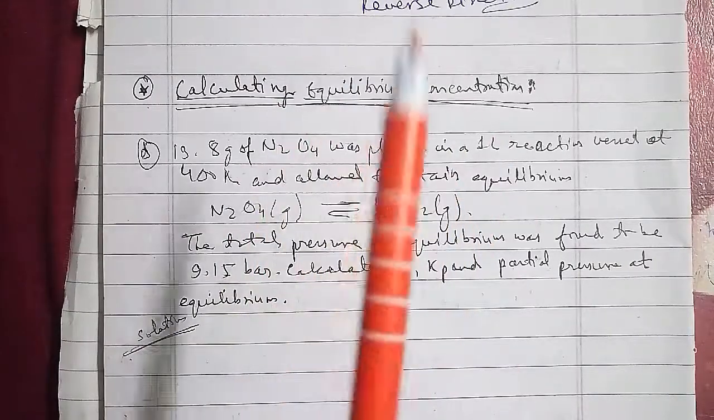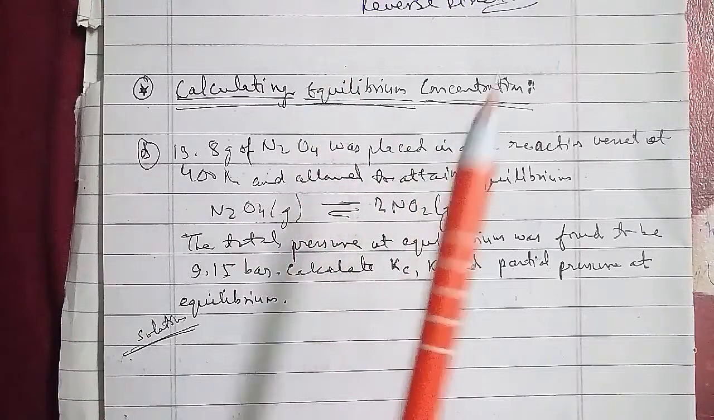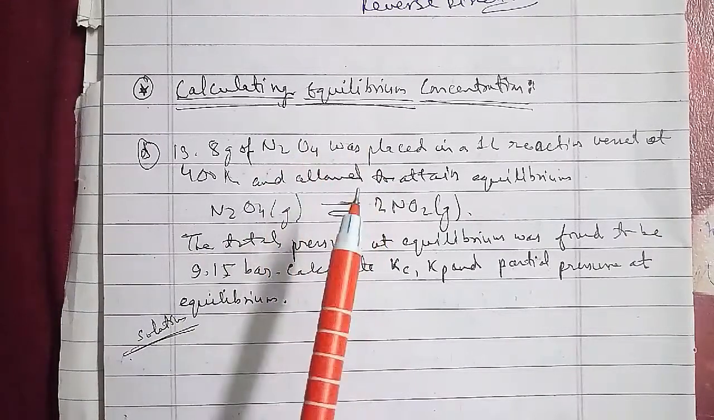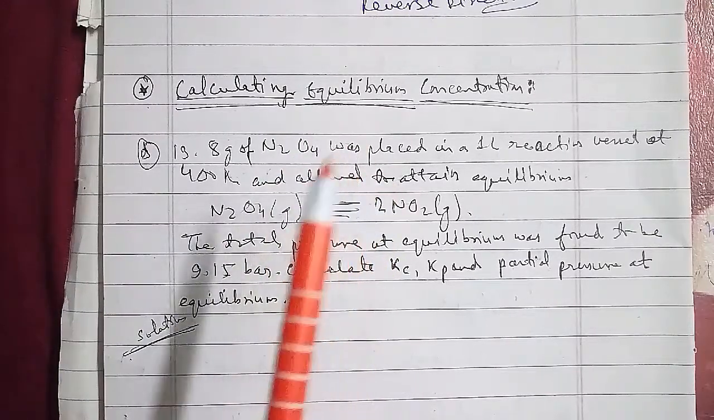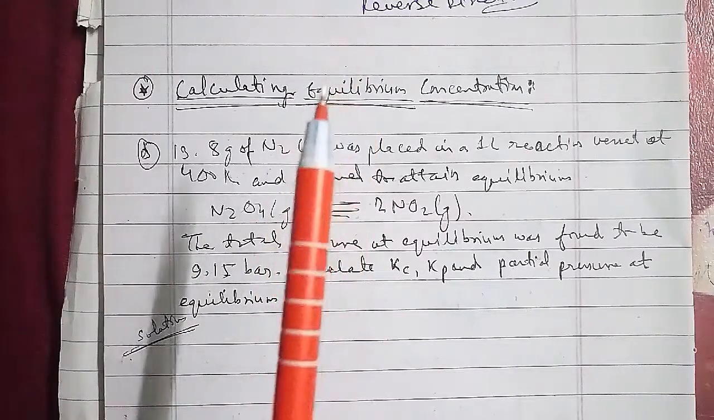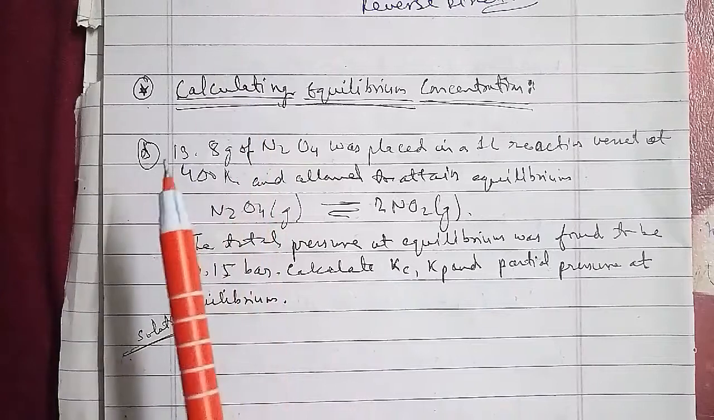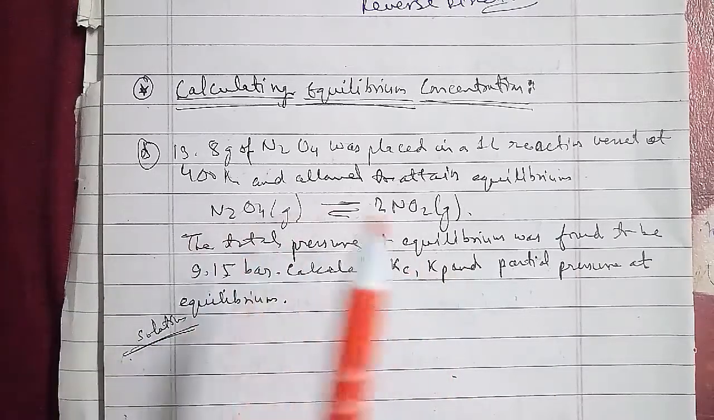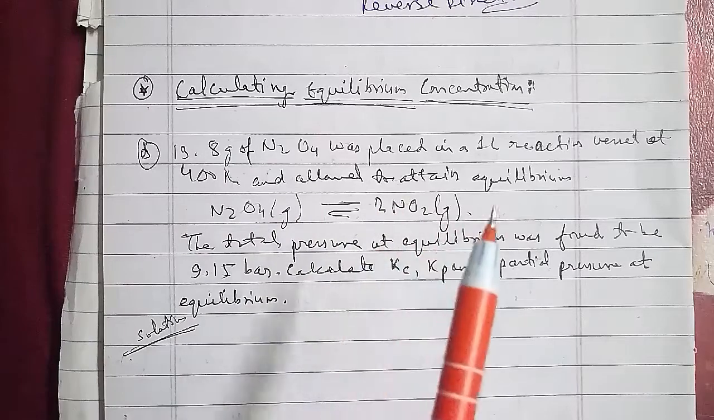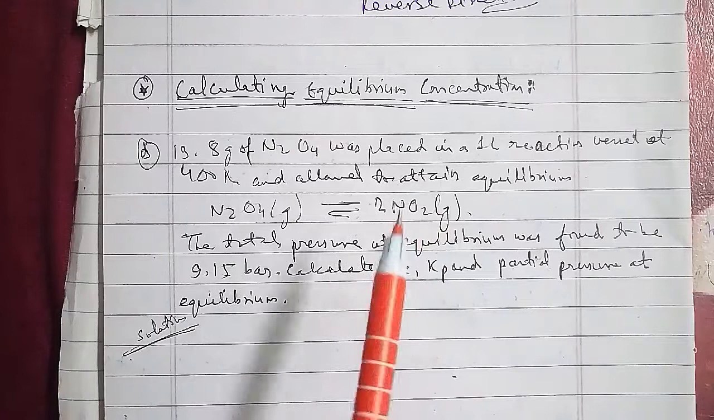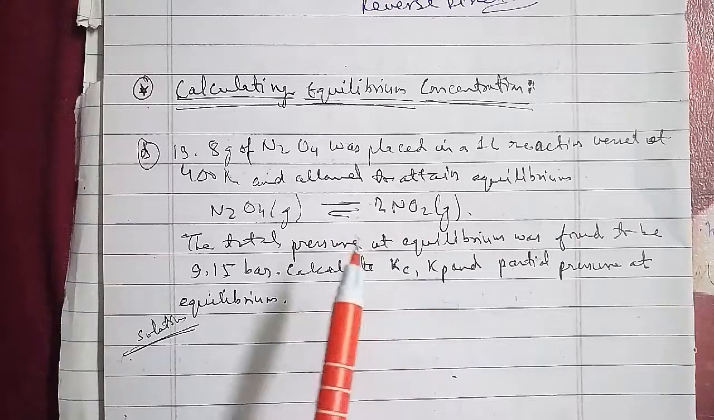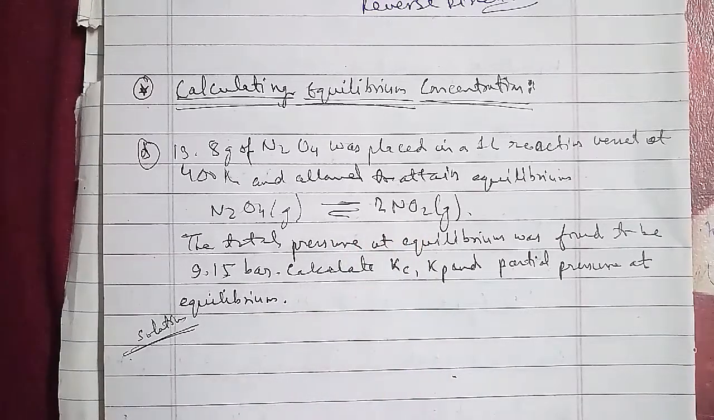So now we'll go ahead with this question and solve it. The question is: 13.8 grams of N2O4 was placed in a 1 liter reaction vessel at 400 Kelvin and allowed to attain equilibrium. N2O4 gives 2NO2, and 2NO2 gives N2O4, and the total pressure at equilibrium was found to be 9.15 bar. Calculate Kc, Kp, and the partial pressures at equilibrium. This is not that easy, but not that tough either. If you have a little knowledge about it, you will be able to do it in an easy way.